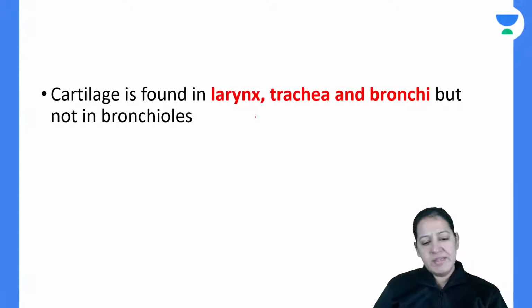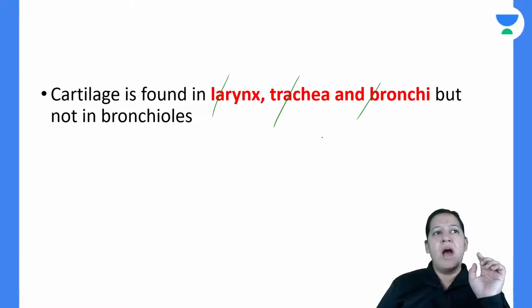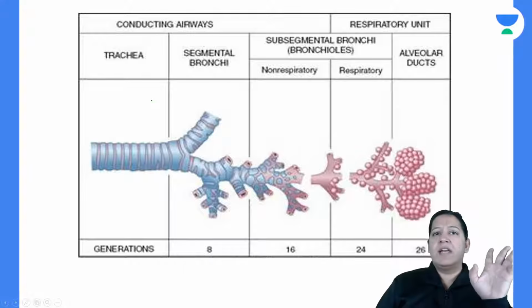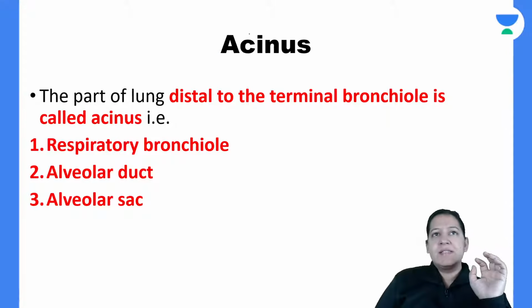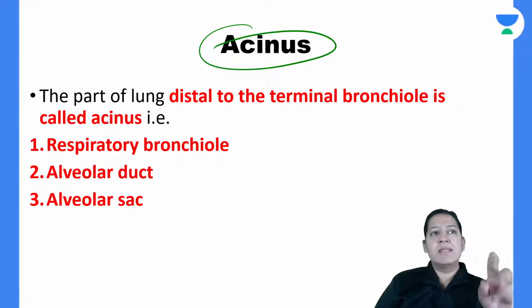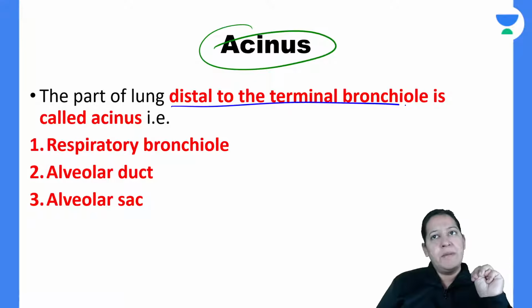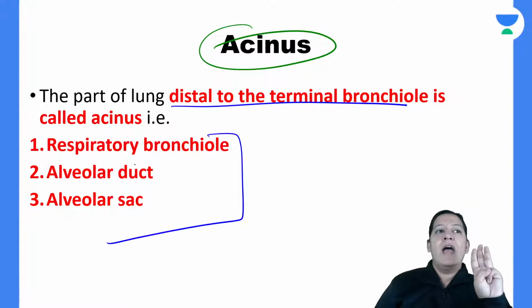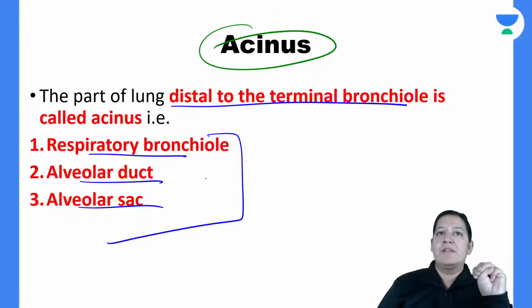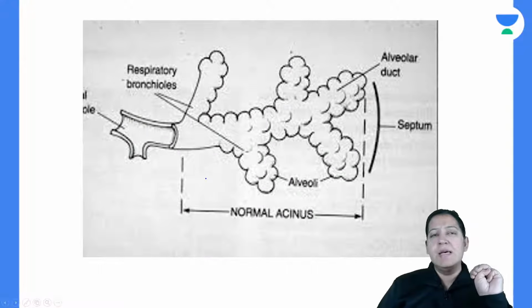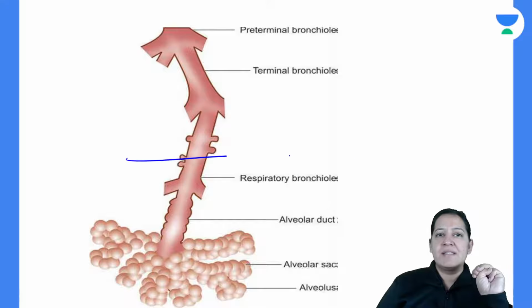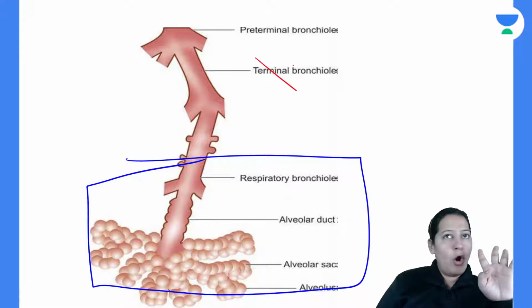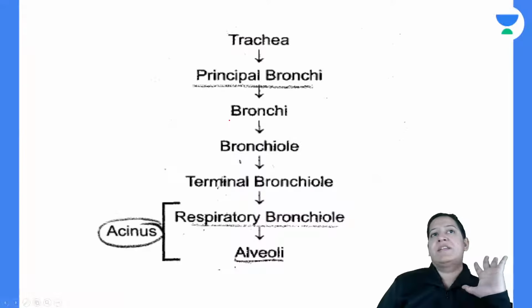So we have already studied it. Larynx, trachea, and bronchi have cartilage. They have C-shaped rings, that is cartilage. So same diagram. What is acinus? Distal to the terminal bronchiole, three things are present: respiratory bronchiole, alveolar duct, alveolar sac. These together are known as acinus. This is a diagram of one acinus as I have already marked for you. It is distal to terminal bronchiole, not including terminal bronchiole. Please mind it.